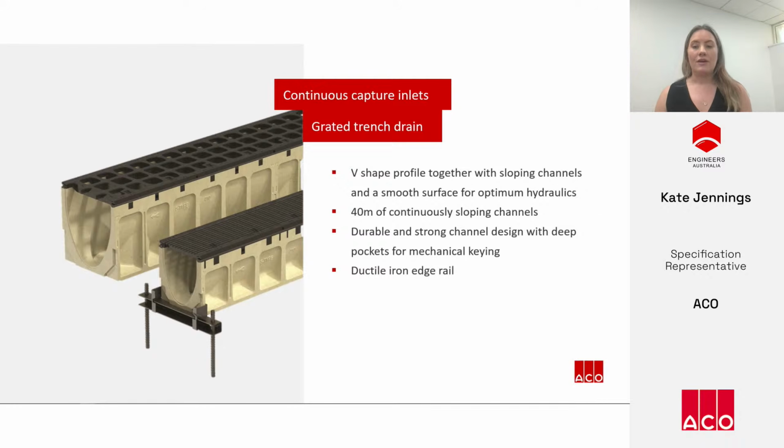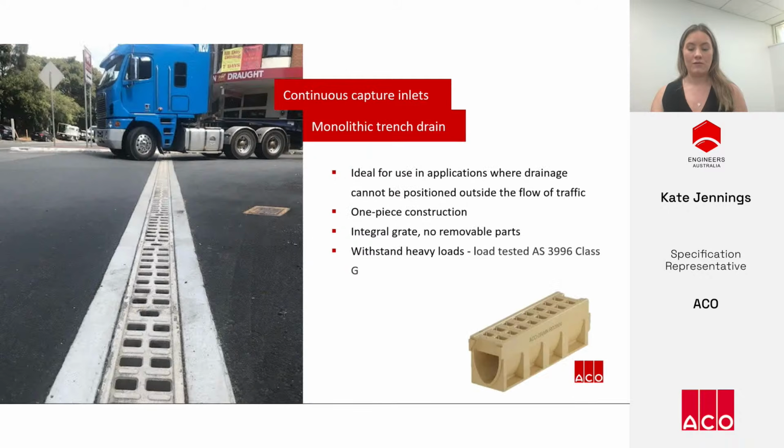And in precast channels, a V-shaped profile also creates these really deep pockets in the side walls of the channel, which allow the concrete encasement to mechanically key in the channel for a strong and integrated installation. Channels with ductile iron edge rails rather than steel edge rails provide a more durable solution in road and infrastructure applications. Edge rails with anti-shunt lugs as well will also prevent longitudinal movements of the grates.